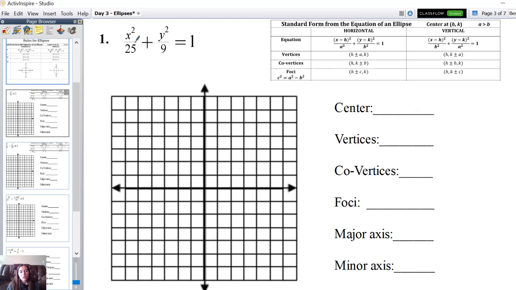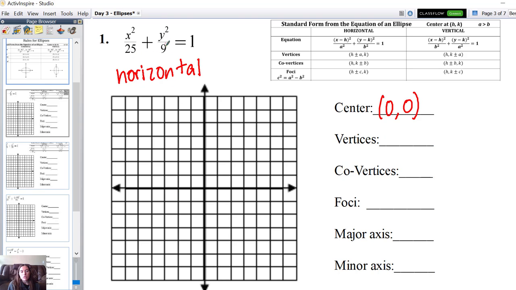We have x squared over 25 plus y squared over 9 equal to 1. So just by looking at this, we can tell whether or not it's horizontal or vertical. If the bigger denominator is with x, that means it's going to be a horizontal ellipse. So when we're graphing this, it should be pretty long width-wise, not very tall. In our numerators, with the x and the y, we're not adding or subtracting anything, so our center is at 0, 0.